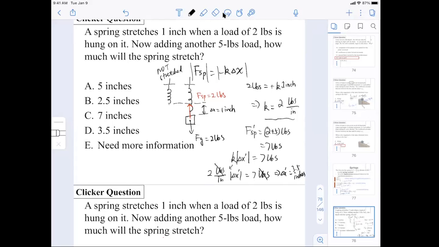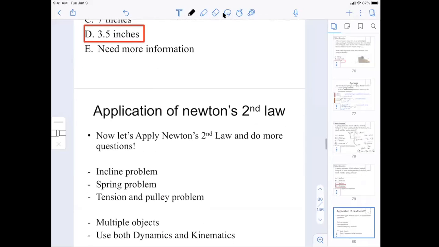3.5 inches, which is D, is the correct answer. If you said 2.5, you are calculating how much more it stretched compared with this situation. If you add more weight, it's going to stretch even more. That's 2.5, but it's asking how much will it stretch overall. That is 2.5 and the one that is already stretched. So it's 3.5, okay? D is the correct answer.